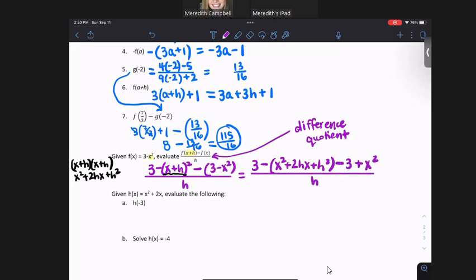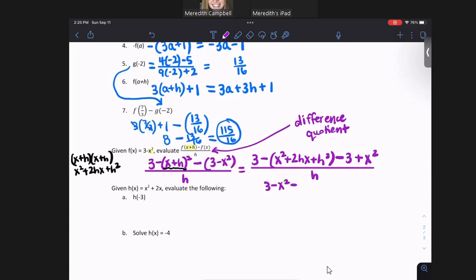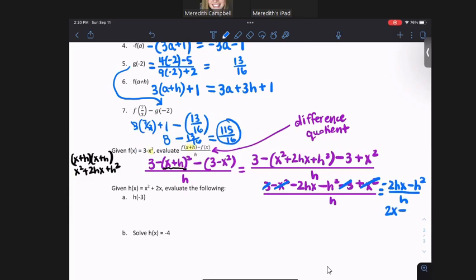And then I'm going to go ahead and distribute that negative. And then we're going to have some things cancel. So what cancels is these x squareds and this 3 and this 3. So I'm really just left with negative 2hx minus h squared over h. And these h's cancel. So I'm left with negative 2x minus h.